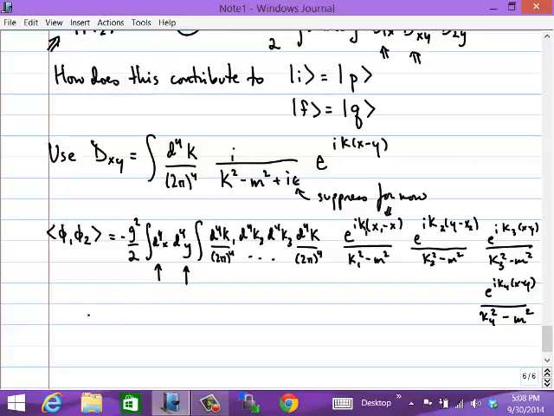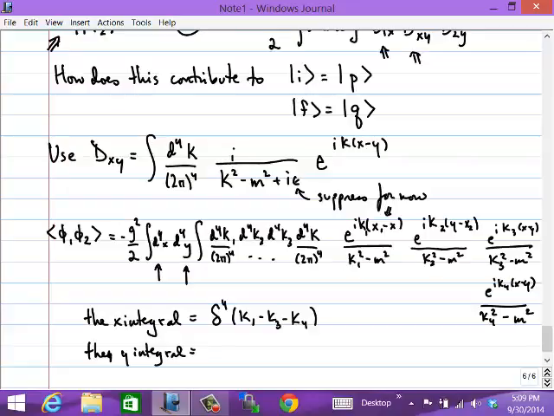Okay. So the x integral just gives you a delta function that sets k1 equal to k3 plus k4. And likewise, the y integral gives you another delta function, because it's an integral d4y of e to the i y times (k2 minus k3 plus k4). So that's delta 4 of k2 minus k3 minus k4. Okay.